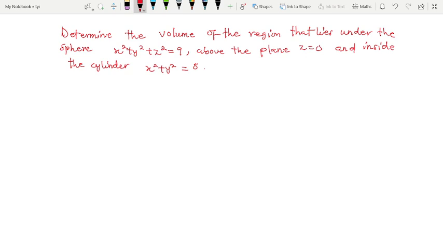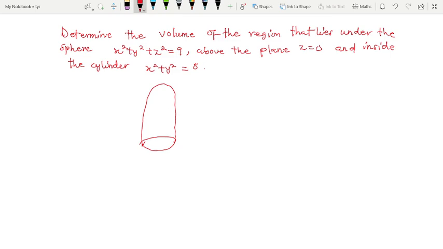So if we model this, we're going to have something like this, right? So this is our cylinder. And this is where we want to find the volume because the region said is inside the cylinder and it is below the z plane, right? So it lies under the sphere. This is the sphere, right?